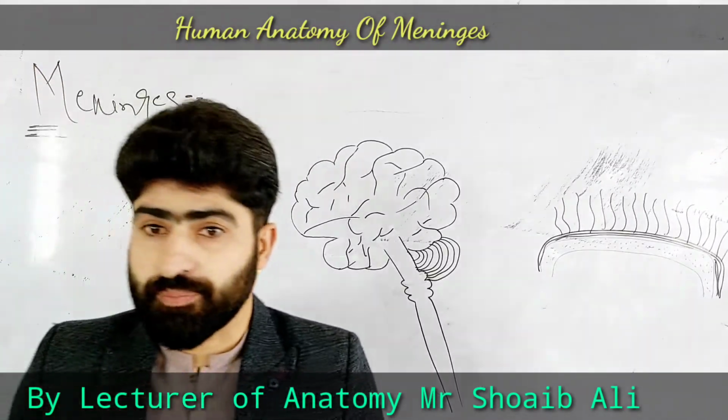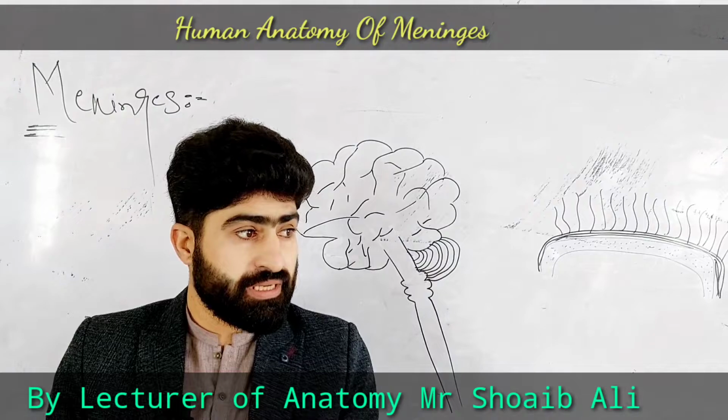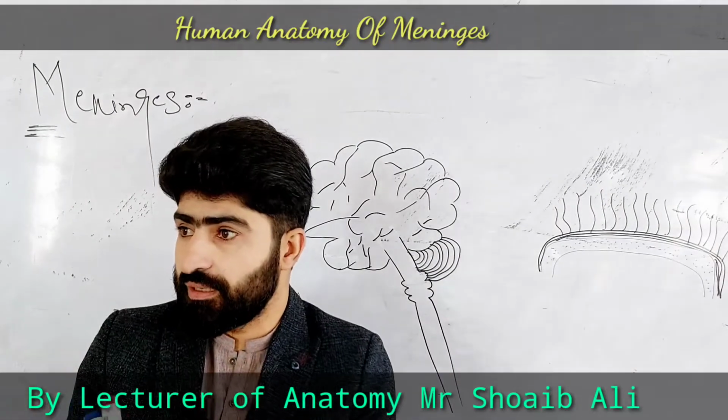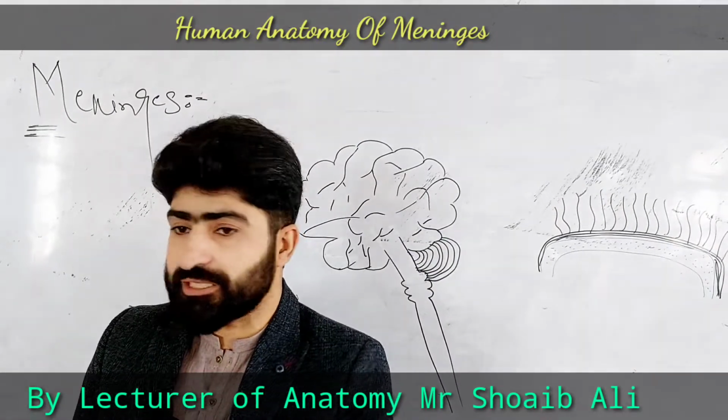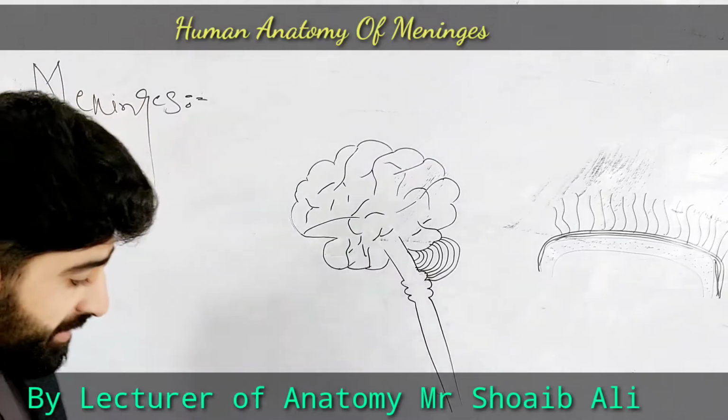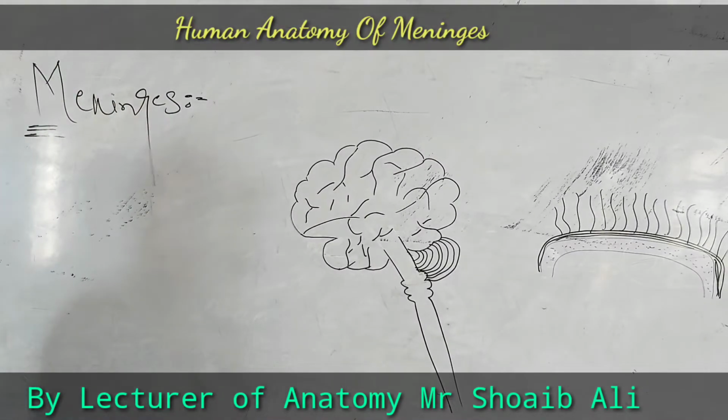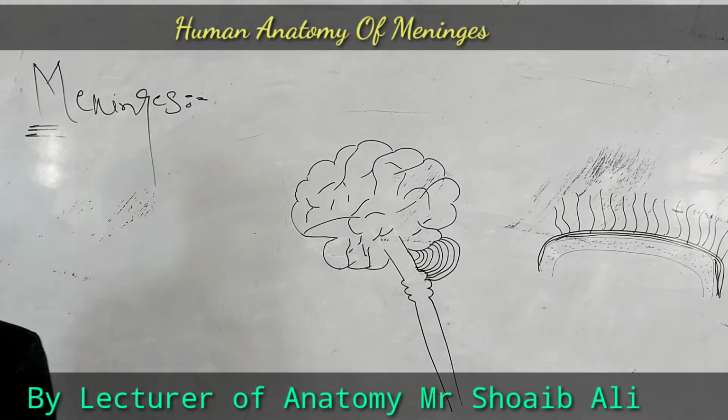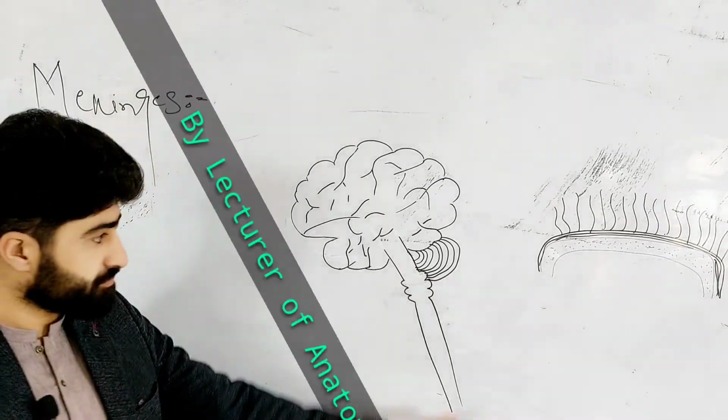Meninges is the membranous covering. It's the membranous envelope of the brain. It covers and protects the brain. Okay. मेनिंजेस को हम डिटेल में पढ़ेंगे. Meninges is the membranous covering of the brain.